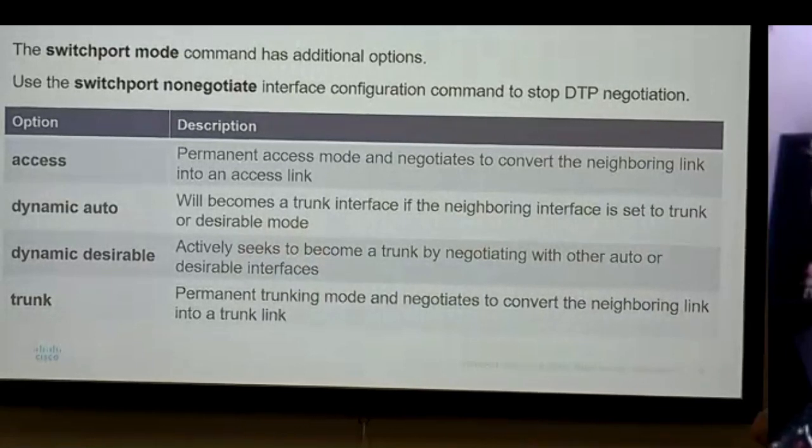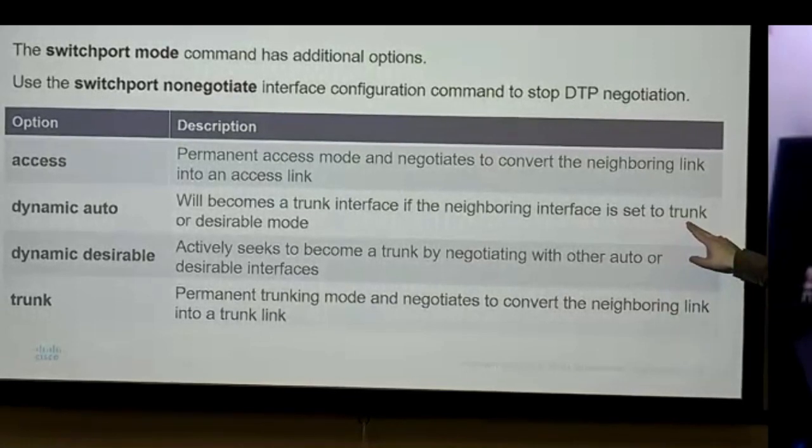All right, so desirable. Will that create a link? Yes. If it's auto, will that create a link? Auto facing auto. Will that create a link? No, it will not. Auto will only link if it's set to trunk, so statically, administratively, or if it's in desirable.